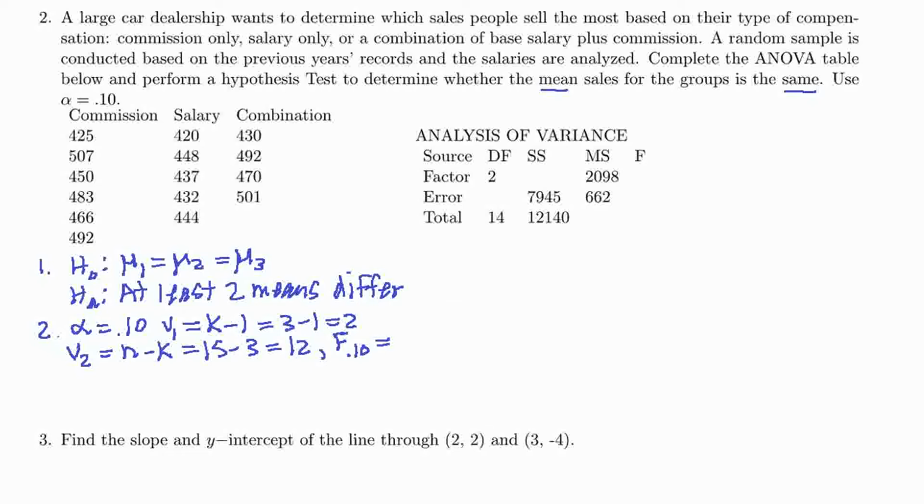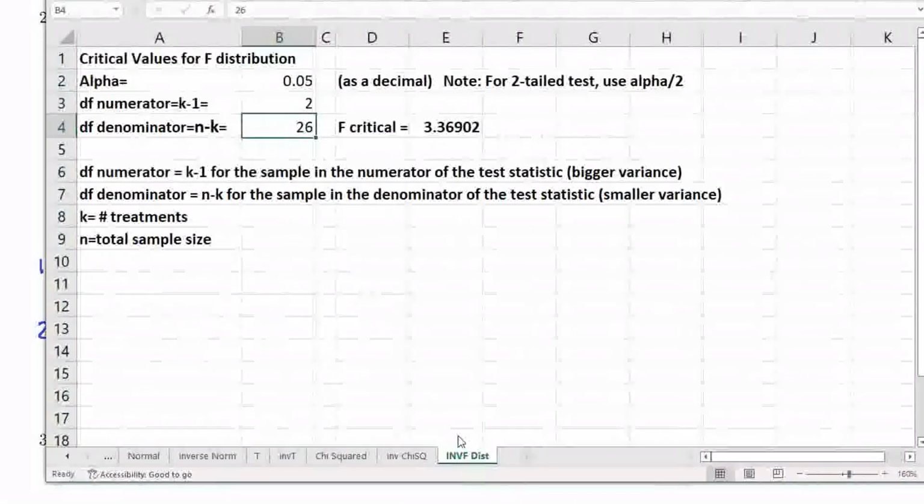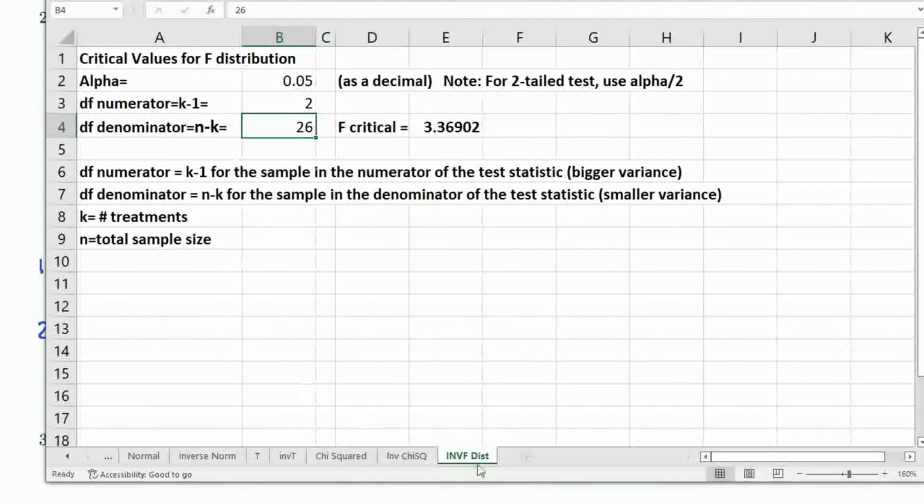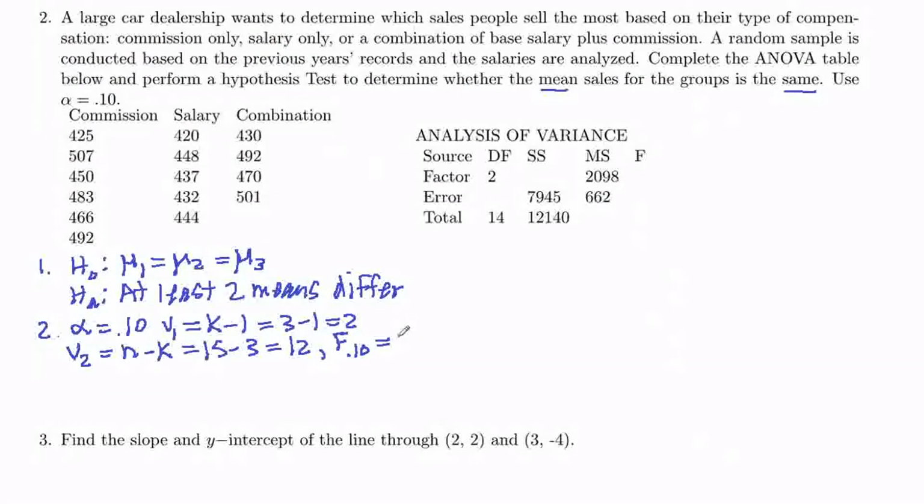We can get that from the Excel distribution calculator. So here I've opened that up. We want the inverse f tab. We will put our alpha as 0.10. Our degrees of freedom numerator, that was 3 minus 1, which is 2, so that's all set. Denominator, degrees of freedom n minus k, so 15 minus 3 is 12. So here 2.8068, approximately 2.81.